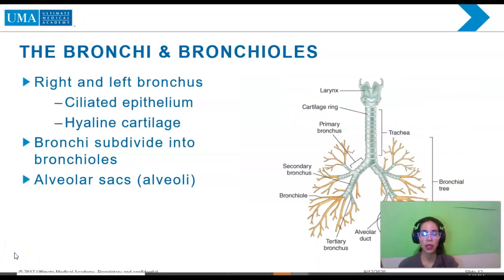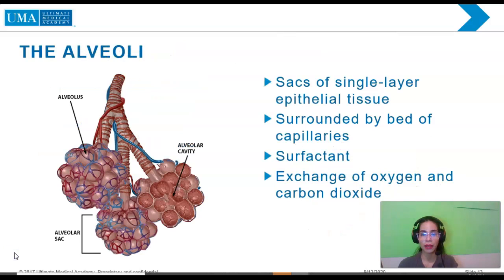The bronchi and the bronchioles. This is where the lower end of the trachea separates into the right and left bronchus, leading into each of the right and left lungs. The bronchi are similar in structure to the trachea. At the end of each bronchiole are small sac-like clusters called the alveoli. The alveoli are sacs of single-layered epithelial tissue. They are surrounded by a bed of capillaries, and they also have surfactant. This is where we have the exchange of oxygen and carbon dioxide. So this is where it takes place.